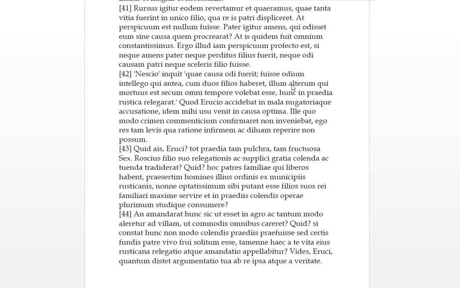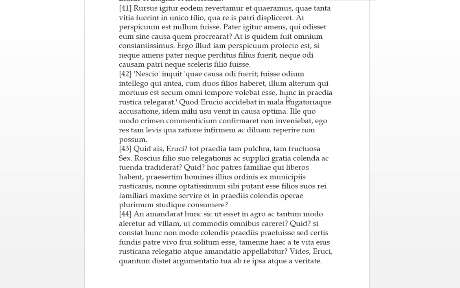he had two sons, illum alterum, the other one, qui mortuus est, who was dead. Mortuus is the irregular supine, because there's two U's. Secum means with him. Omni tempore volebat. He was always wanting him at all times to be secum, with him.